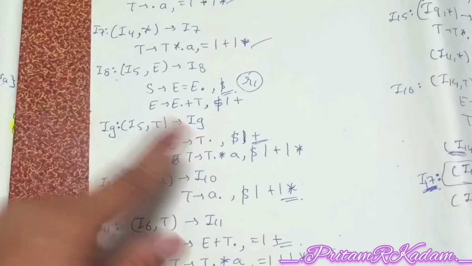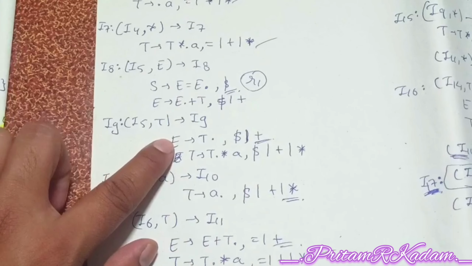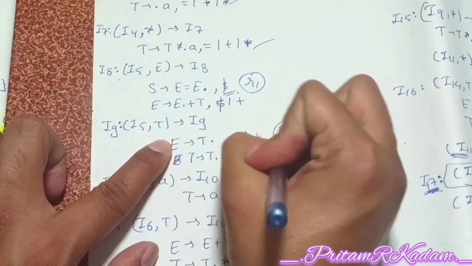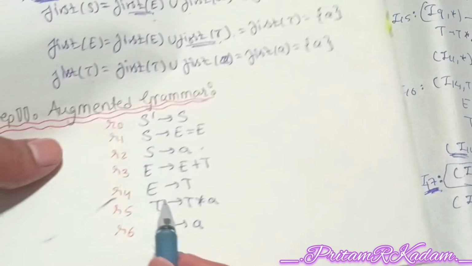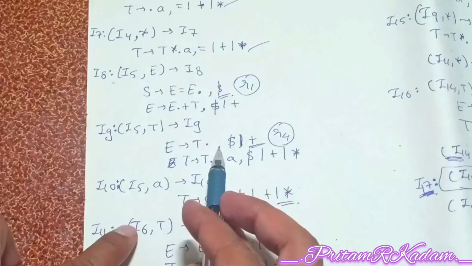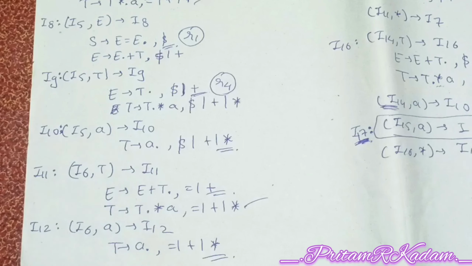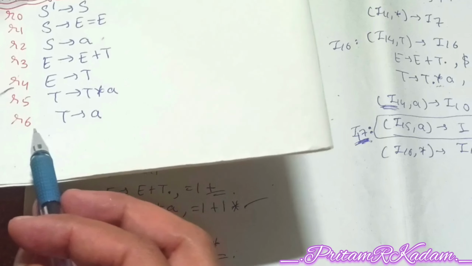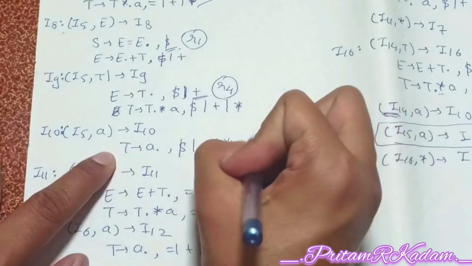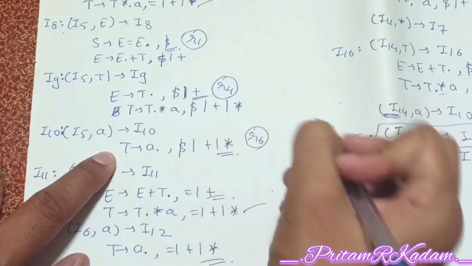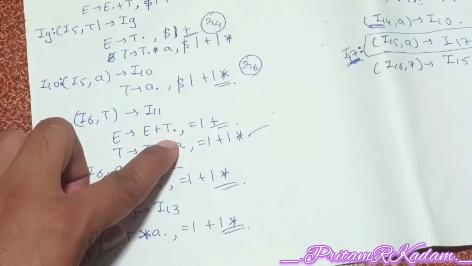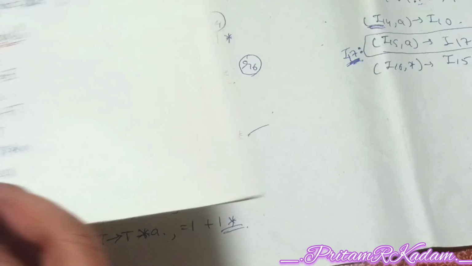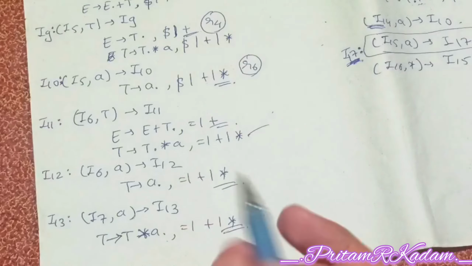Then we have E gives T dot, which is R4 state. E gives T. Okay. Now next one is T gives A, which is R6 state. So we will write R6 over here. Now for the next part, in I11, we have E gives E plus T dot. So this is R3.